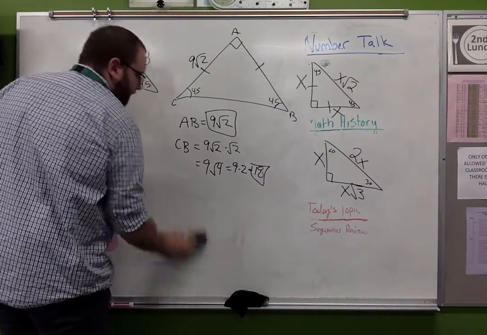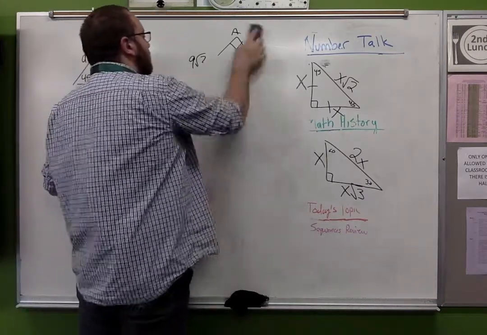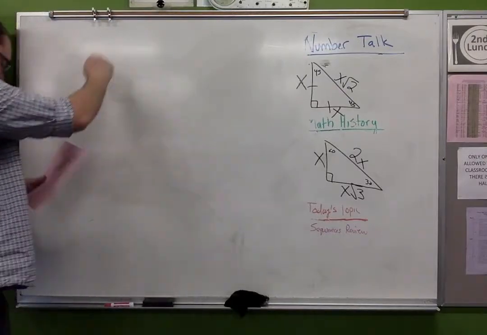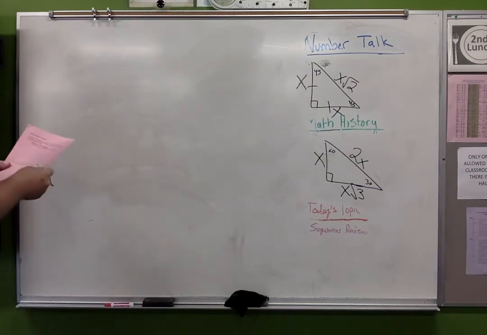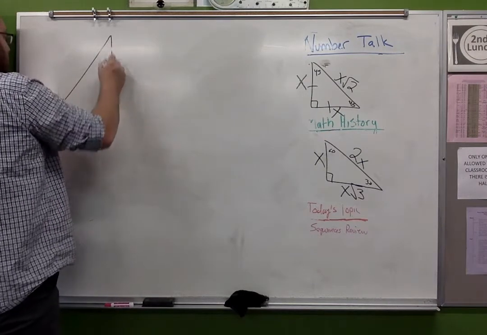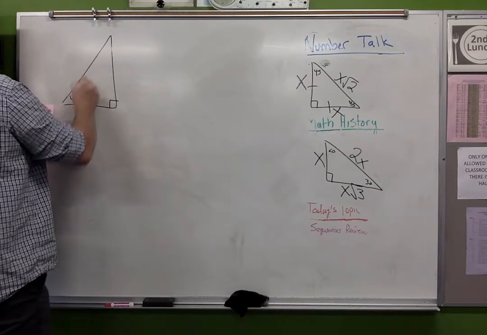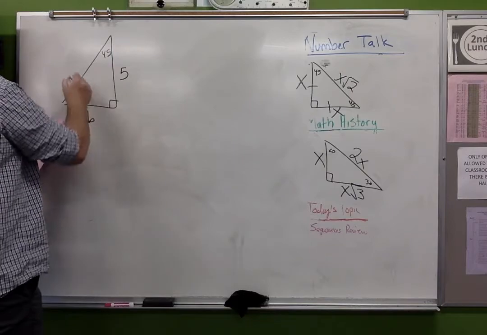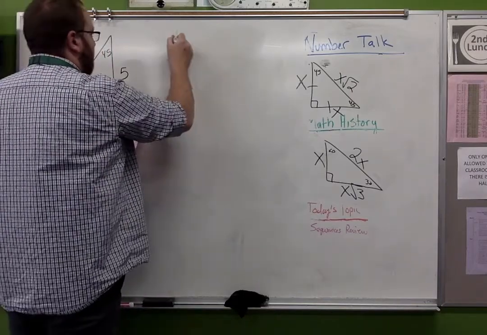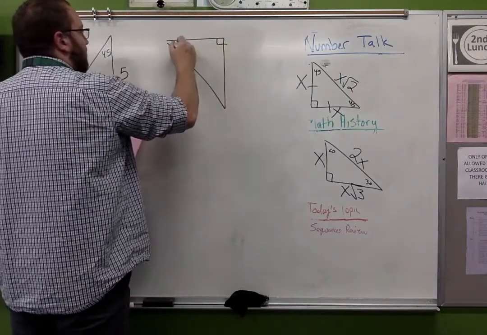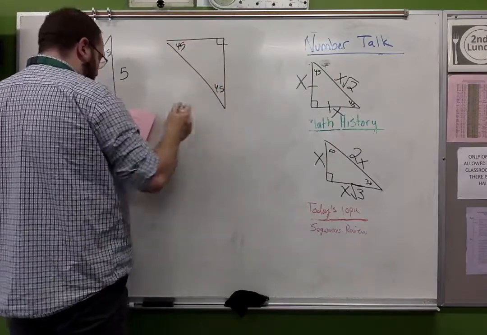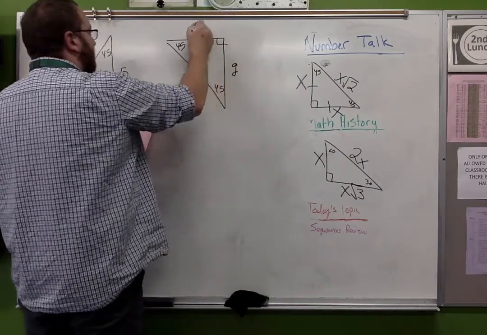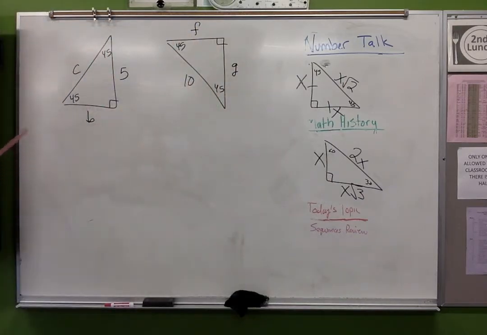Let's do the next two. So let's see, I got this one, 45, 45, 90. This side is 5. This is B. This is C. And then we have this one, 45, 45, 90. Hypotenuse is 10. This is G. This is F. So let's look at the first one.